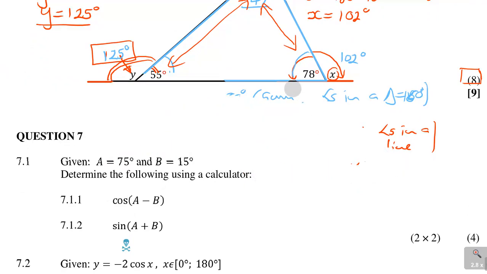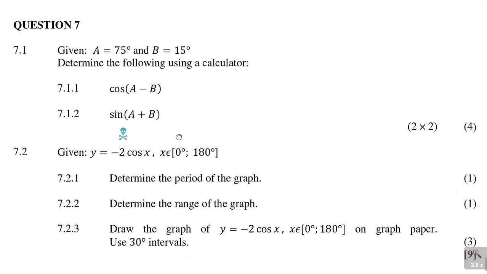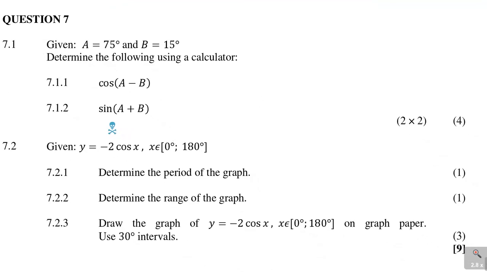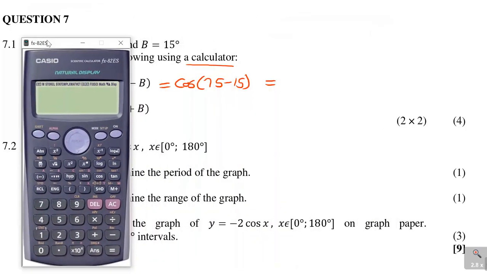So that was question 6. Now looking at question number 7. Our question number 7 says, this is what you are given: A is that, angle B is that, and then determine the following using a calculator. This is a good one now. They're saying cos(A minus B), so you'll simply say cos of 75 minus 15. This section, you mustn't get it wrong. You mustn't get it wrong. And now, don't forget the rounding off.